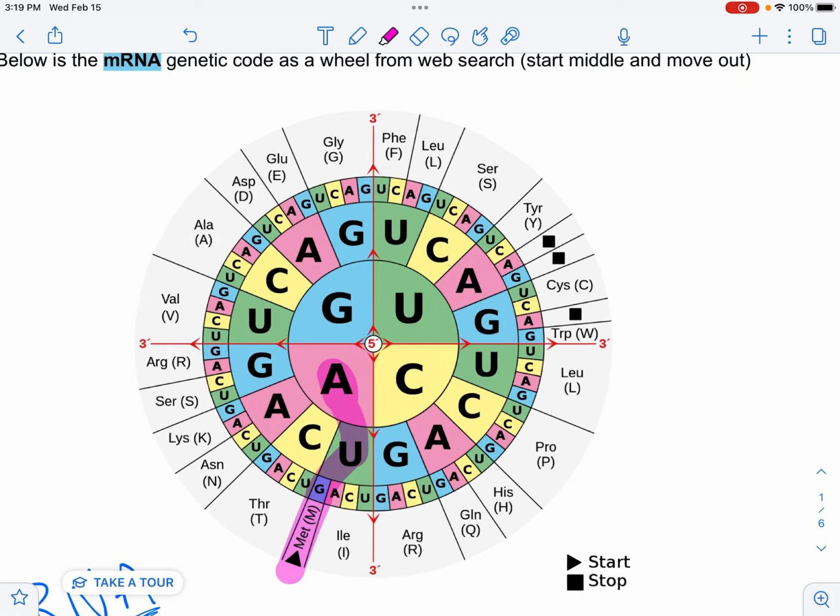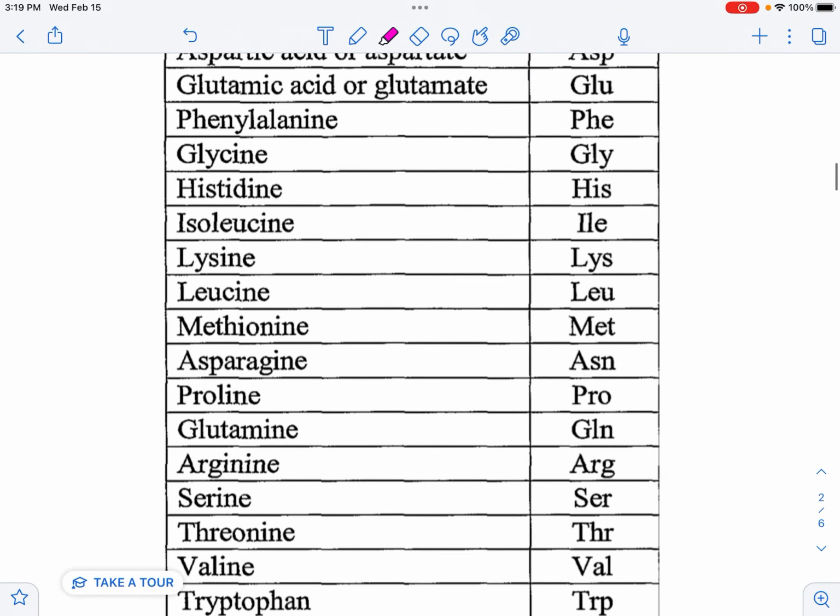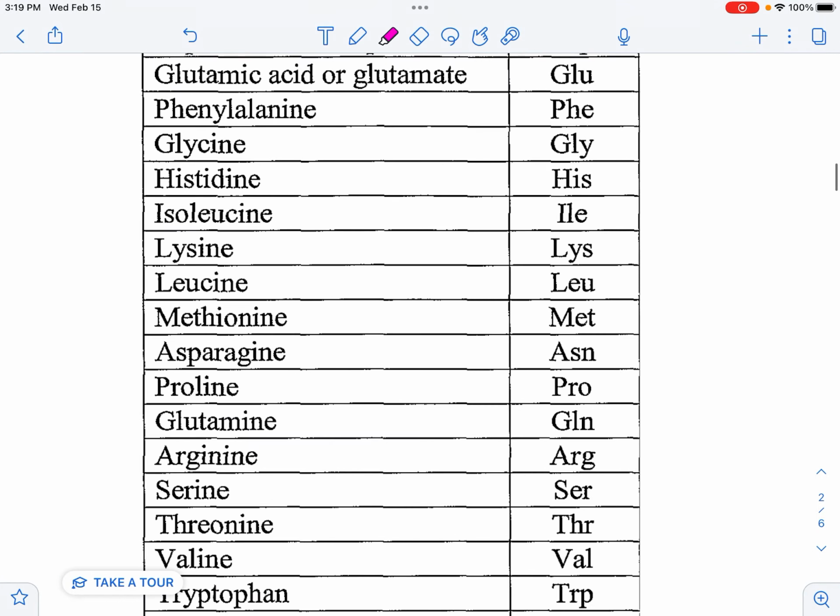And again, the code wheel is only giving you the 3-letter abbreviation. Sometimes the first 3 letters of the amino acid are not the 3-letter code, but that's okay. I'm not going to make you memorize all the ones that are slightly different, like tryptophan, TRY, is actually TRP. So there's a few that are slightly different, but we're not going to worry about that.